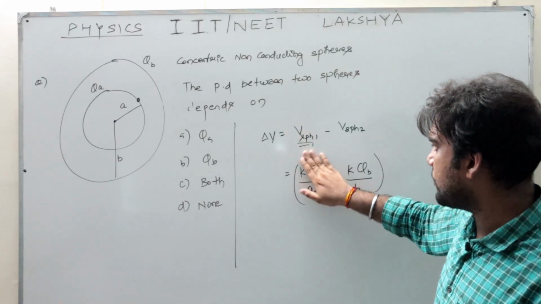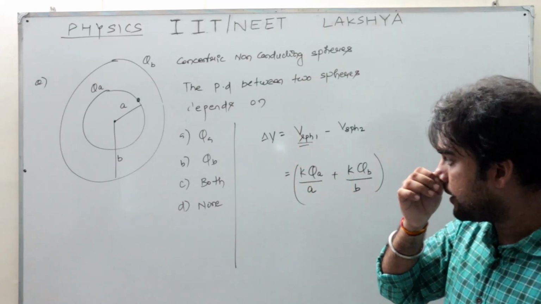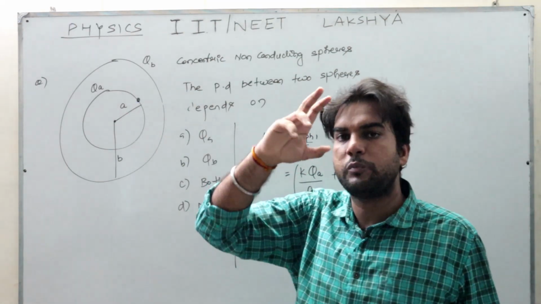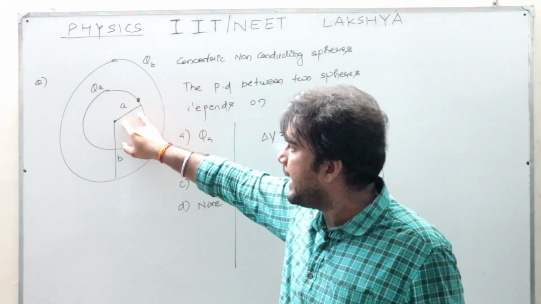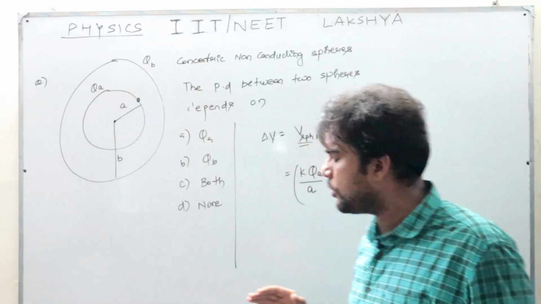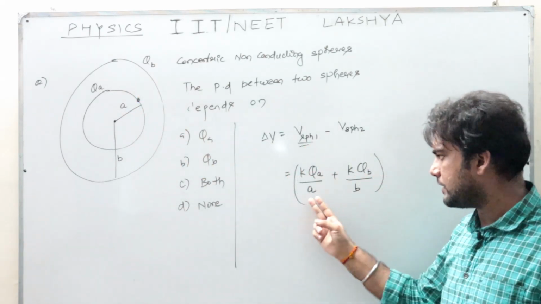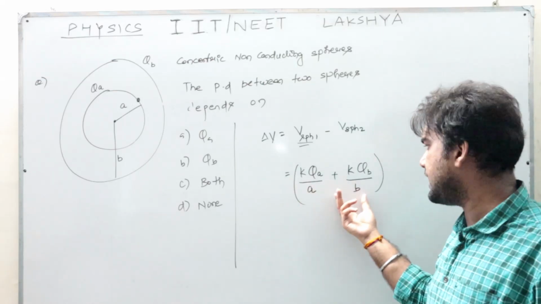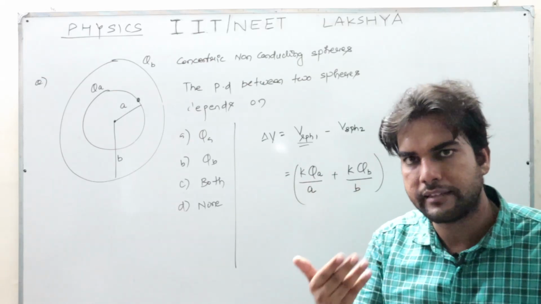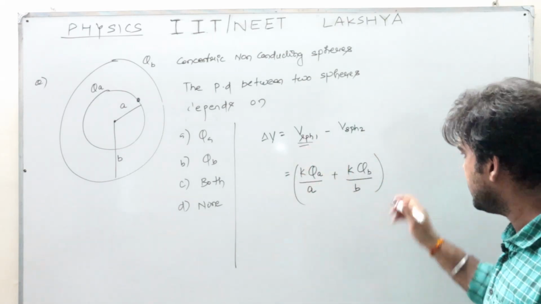This is the potential on sphere 1. Why? Because potential on the sphere means on its surface. This point behaves as the surface point for sphere 1 and an inside point for sphere 2. You know the formula for the surface is kq by r, its radius, and for an inside point also it is kq by r, its radius. So this is sphere 1.